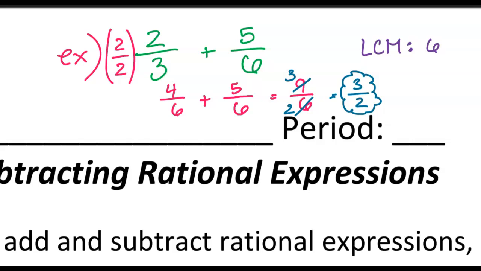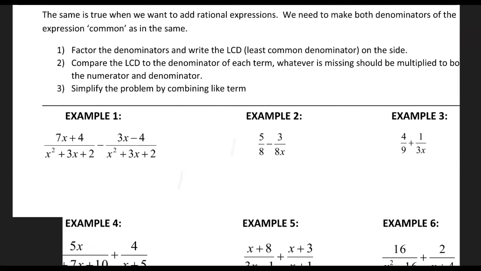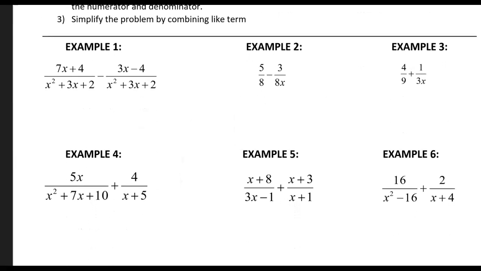So notice, let's talk about the process here. What did we do? Found the least common multiple and used that to get what? Common denominators. Then what did we do? We added the numerators, and then what did we do? We reduced. Oh, we kept the denominator, you're right. We kept the denominator, and then we reduced. We canceled. Same exact process when we are trying to do adding and subtracting rationals.